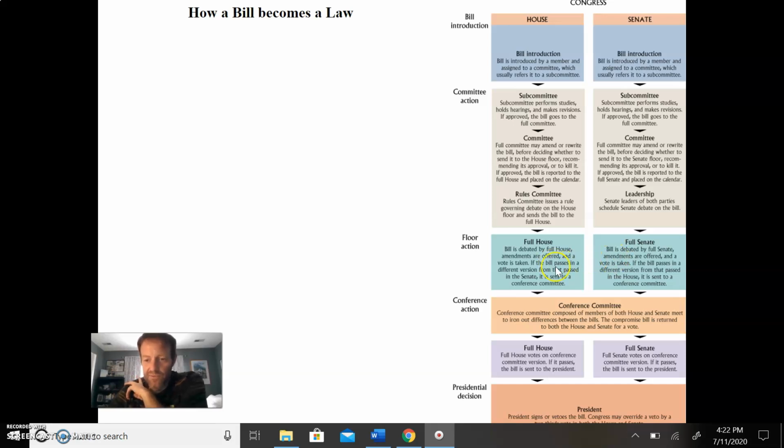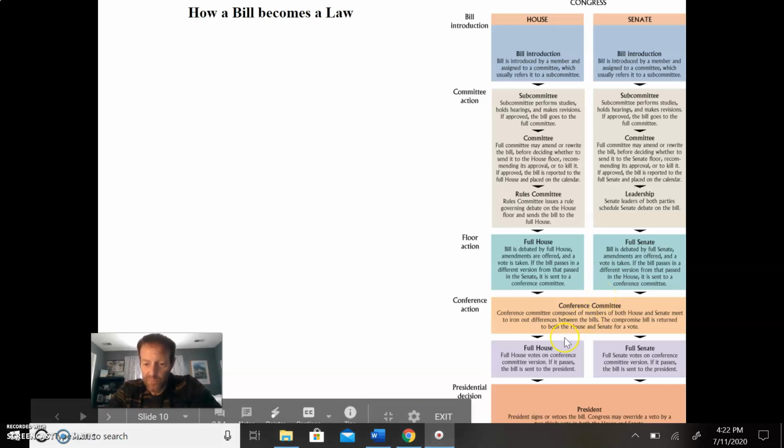But often the two versions are different. So that's when it has to go to one of those conference committees. A conference committee is going to be made up of members of both houses, and they will work on a compromise version. They'll get together and see what they can do to combine the two bills and make one simple single version. And then that bill will go back to the full House and the full Senate, and they will vote again.